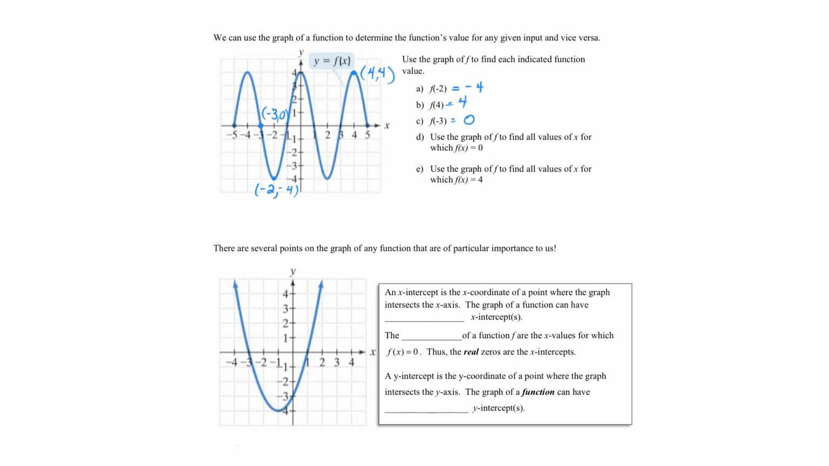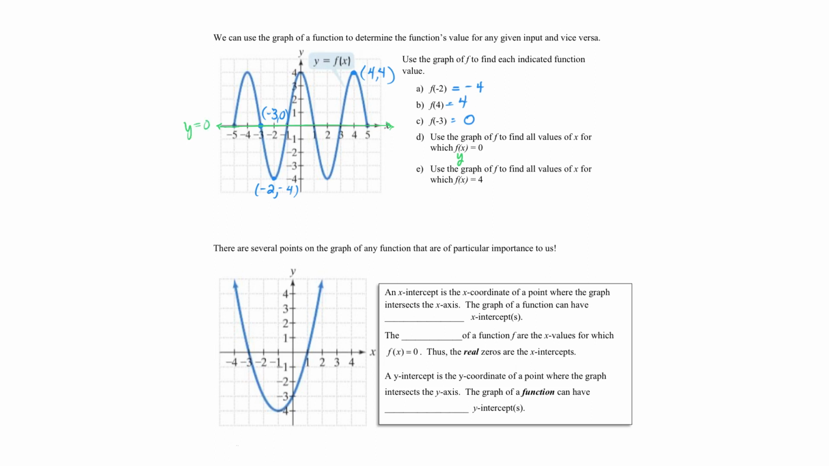That's the y. Now, for part D, we're going to use the graph of f to find all values of x for which f of x equals 0. Remember, f of x is another word for y. So there can be more than one value of x that gives you 0, and it's still a function. And where is y equal to 0? y is equal to 0 on the x-axis. So there's a horizontal line already there. It's the x-axis. It's y equals 0.